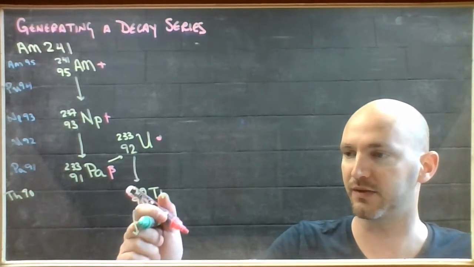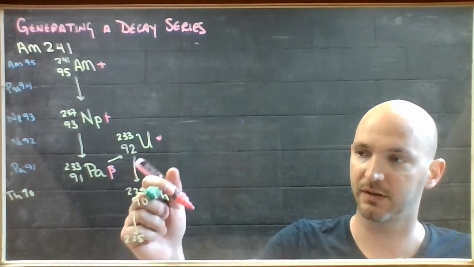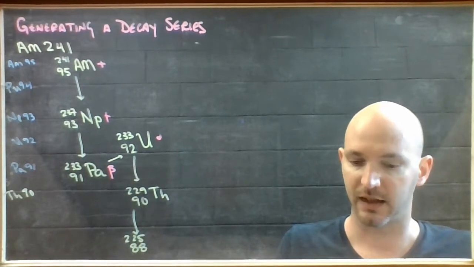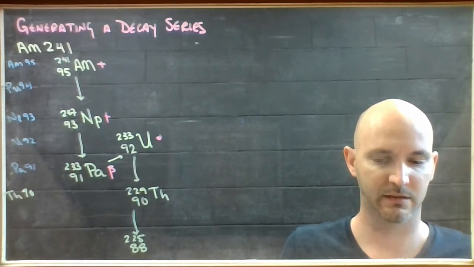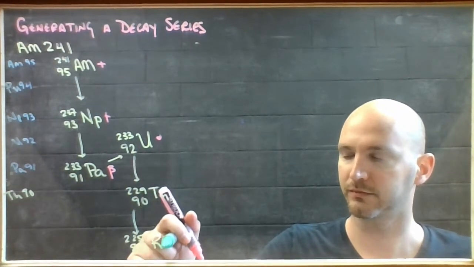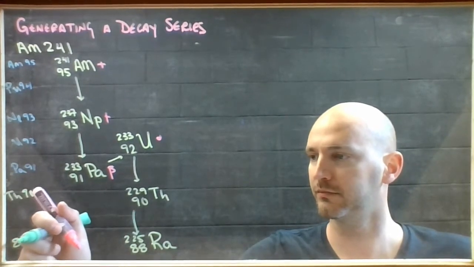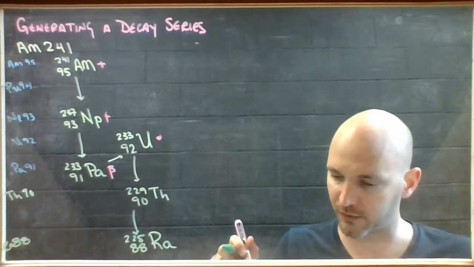If we check thorium-229 on my list, it is indeed an alpha emitter. I hope I don't run out of space. Shed 4 particles, I'd have 225. Shed 2 protons, I'd have 88. Anything with 88 protons is hard to find. Ra. Radium.